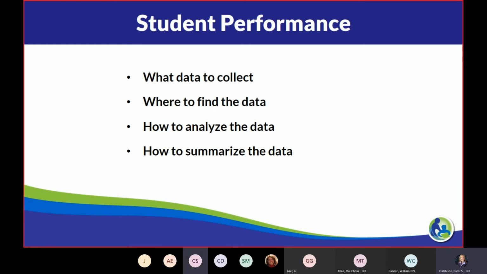We'll look at what data to collect, where to find the data, how to analyze the data, and how to summarize the data. The CLNA is intended to ensure that decisions you make about your CTE program are supported by data. So data on student performance is a key requirement of the CLNA. The law requires you to evaluate this data in the aggregate and the disaggregate. The subpopulations that need to be broken out are defined in Perkins 5.